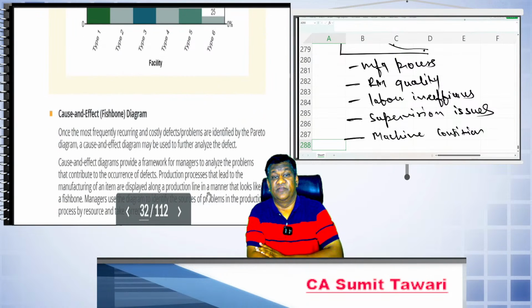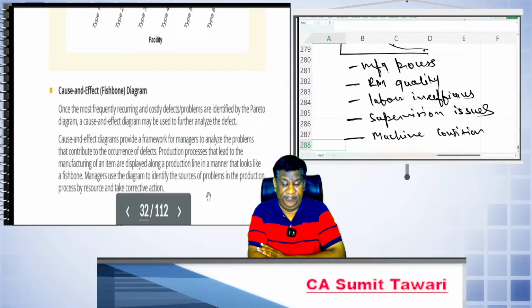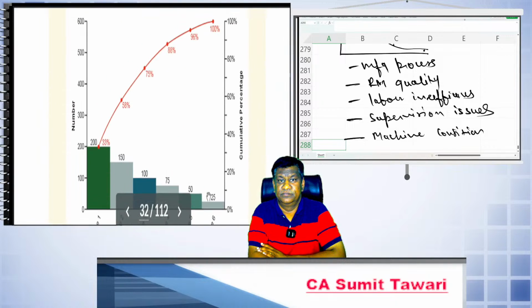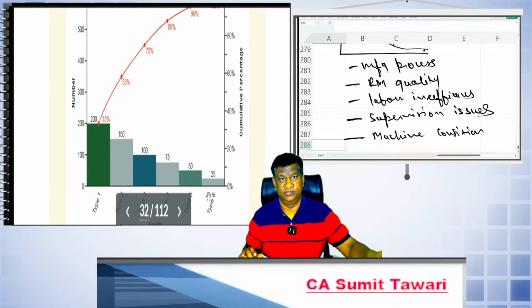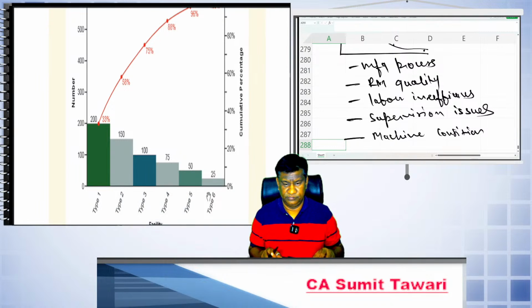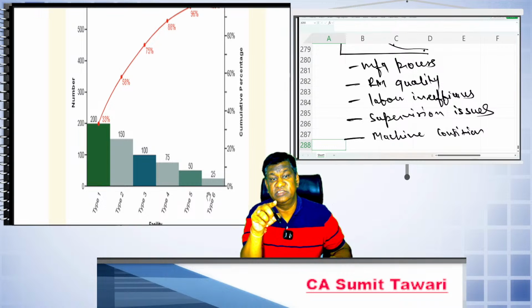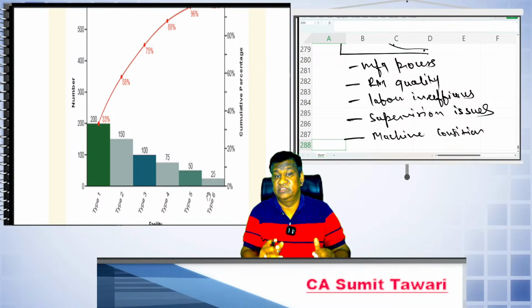Then cause and effect, the Fishbone diagram. Sir, in the Pareto diagrams, the declining of the... No, it is not the declining, just a minute. Okay, so if you see, this is type 1, type 2, type 3, type 4, type 5, type 6. So various issues. There are 6 issues.